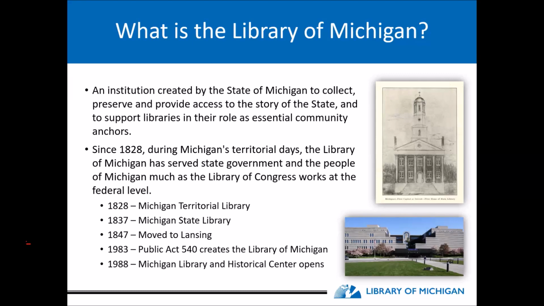As a brief timeline on the slide in front of you: 1828, Michigan Territorial Library. Then we move into statehood and became the Michigan State Library. Then we packed up all of our bags and headed from Detroit over here on I-94 and I-96, a long adventure to Lansing. Then in 1983, with Public Act 540, we became the Library of Michigan. And finally, in 1988, the Michigan Library and Historical Center opened.